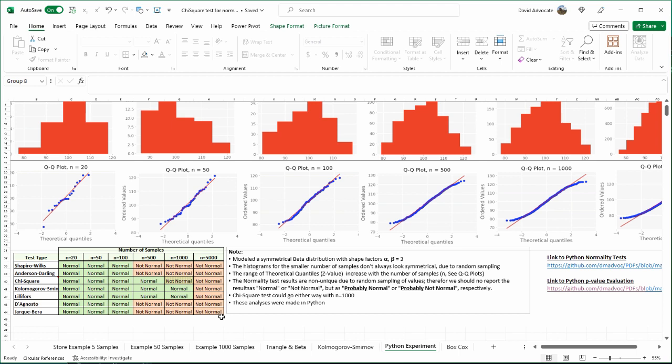I should warn you here that we probably shouldn't say normal and not normal, but we should say probably normal and probably not normal respectively, because due to the random sampling of the beta distributions, we sometimes can get different results. If you want to see more about this, I'll refer you to these links here for my GitHub site, and you can look at the Python codes, download them and run them. I'll also leave a link in the video description.